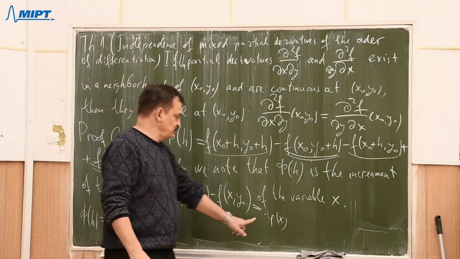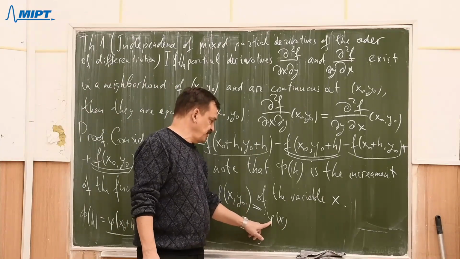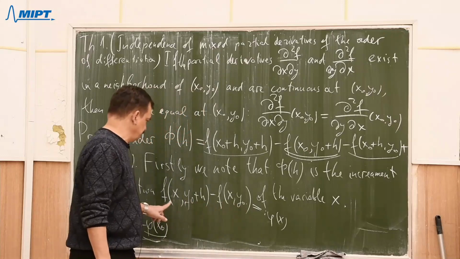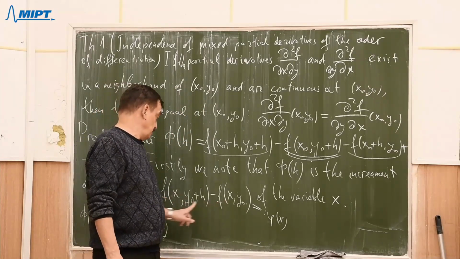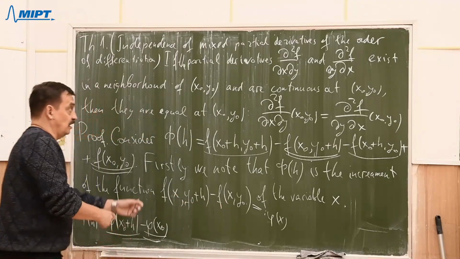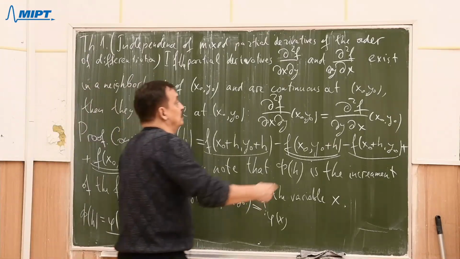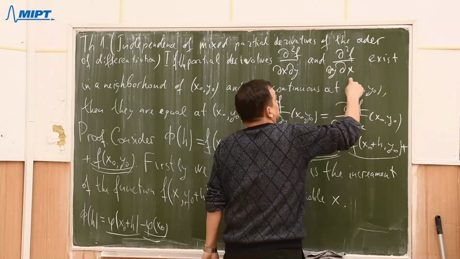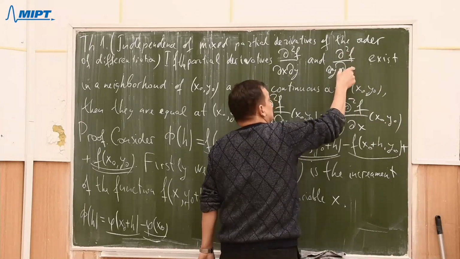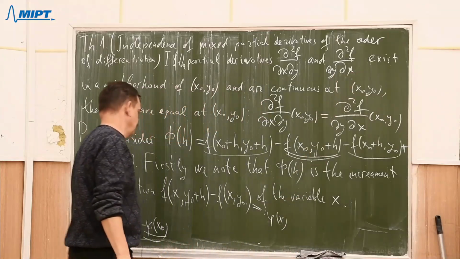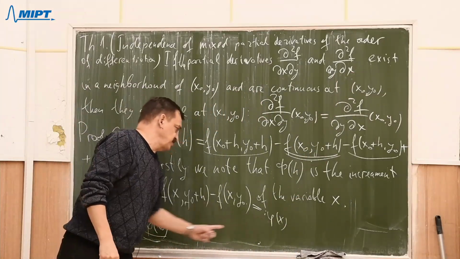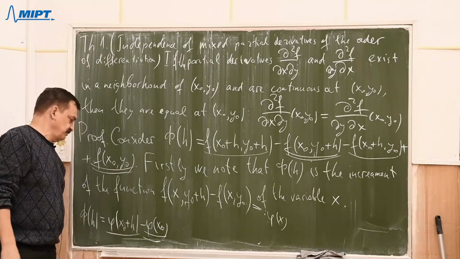Phi is a function of one variable. If we differentiate it with respect to x, it means we differentiate f with respect to x here and here. And if this partial derivative exists, then the partial derivative with respect to x also exists. So phi is differentiable.